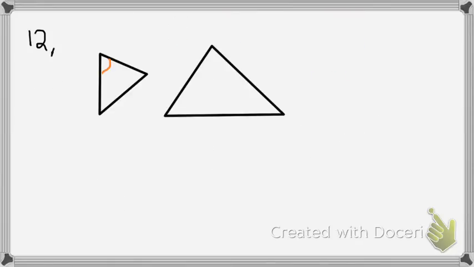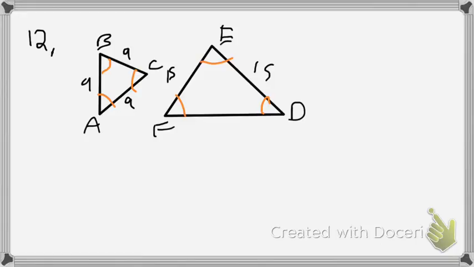Number 12. So number 12 is going to give us two triangles, ABC, DEF, actually FED, doesn't matter, because they are both equilateral triangles. Now, if you remember what I said, all equilateral triangles are similar, and here's why. If it's an equilateral triangle, equilateral means equiangular. Equiangular means that all of these are 60.